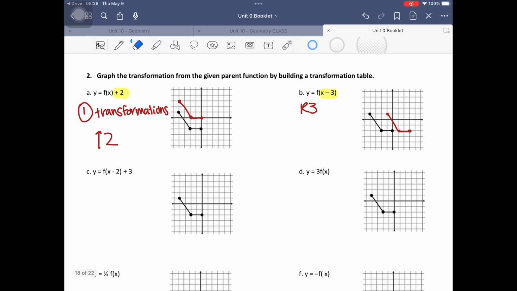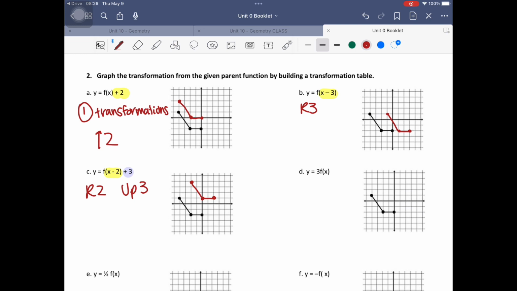Okay, so this one, the first one translated up, the second one translated to the right. Now we got 2. Okay, so there's our 2. So it looks like we're going to go right 2 and then up 3. Okay, so 1, 2, 1, 2, 3, and so on for each point. Done. See, easy money, not too bad.